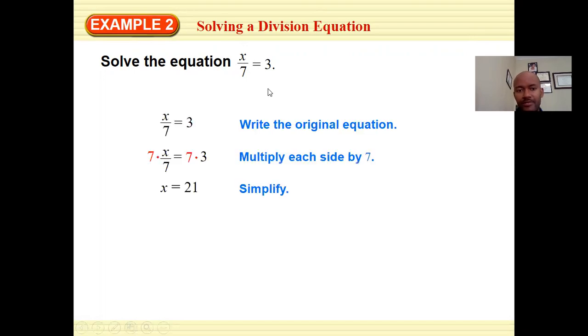The inverse operation is multiplication. So we're going to multiply 7 on both sides to undo or to remove this 7. So 7 times 3 is 21.